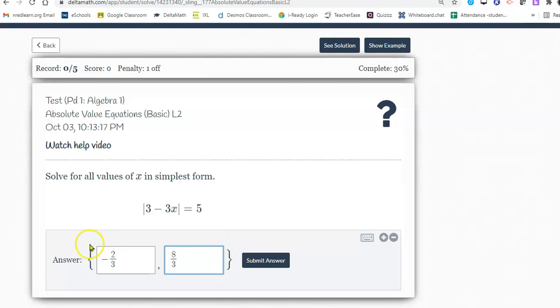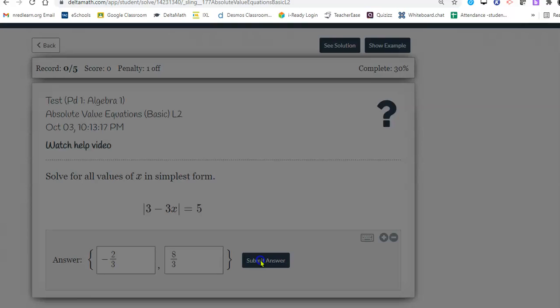Now notice these are braces, not parentheses. Parentheses represent an ordered pair, two variables. This is one single variable with multiple answers.